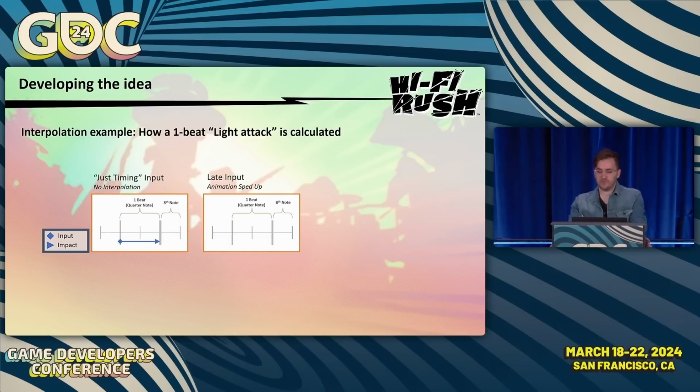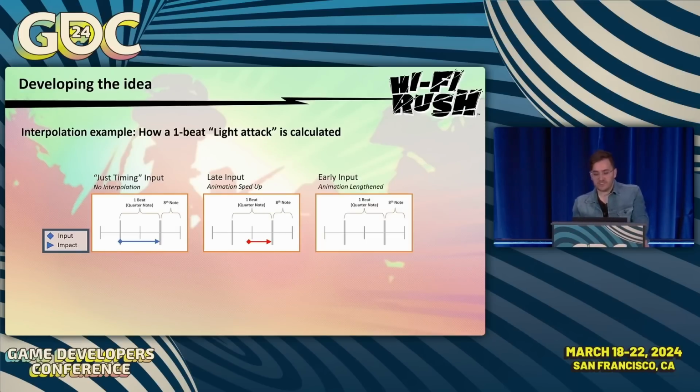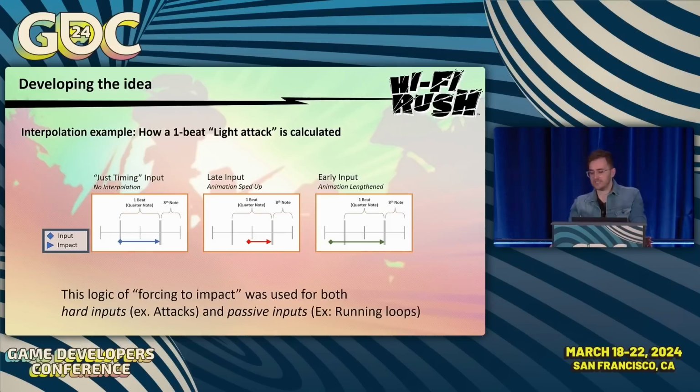So let's say the player inputs late, which would be a little after the beat timing. In this case, we speed up the animation so the impact will still land in the same place. The animation is the same, it's just slightly sped up. The same goes for if the player is pressing their input early. The animation would be extended to land on the beat, but again, the impact timing is always the same. And this process of looking for players' inputs and assigning the correct impact timing was constantly happening on the back end with our RSS system. And this logic even worked for passive inputs, like the player just pressing the stick and having the player's footsteps interact with the beat, like running.